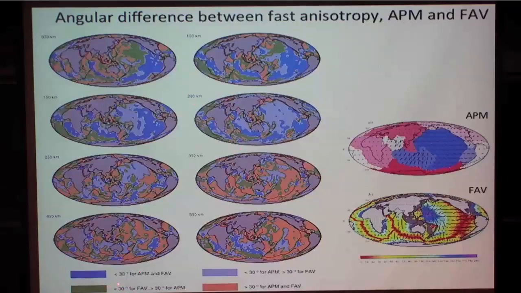The regions where the anisotropy agrees with the fossil accretion velocities and not the absolute plate motions are mostly the old oceanic basins at shallow depth, and the green regions disappear when you go below the lithosphere. And finally, the regions where the anisotropy agrees with nothing cover most of the plates below 250 kilometers.